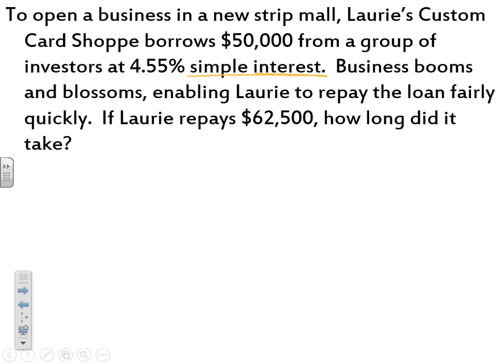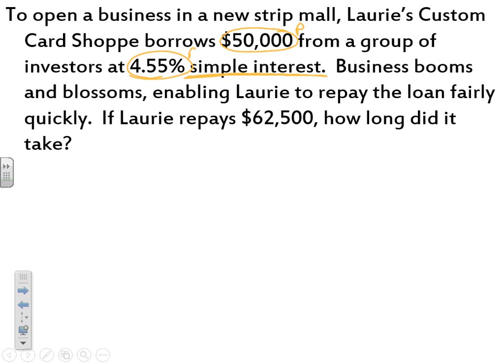Here are some key words in the problem that are really going to let us know which formula, out of the ones that we saw, we're going to have to use. There are also other things we want to identify. The $50,000 is our principal amount that is being borrowed. The 4.55% is the interest rate that they're borrowing the money against.